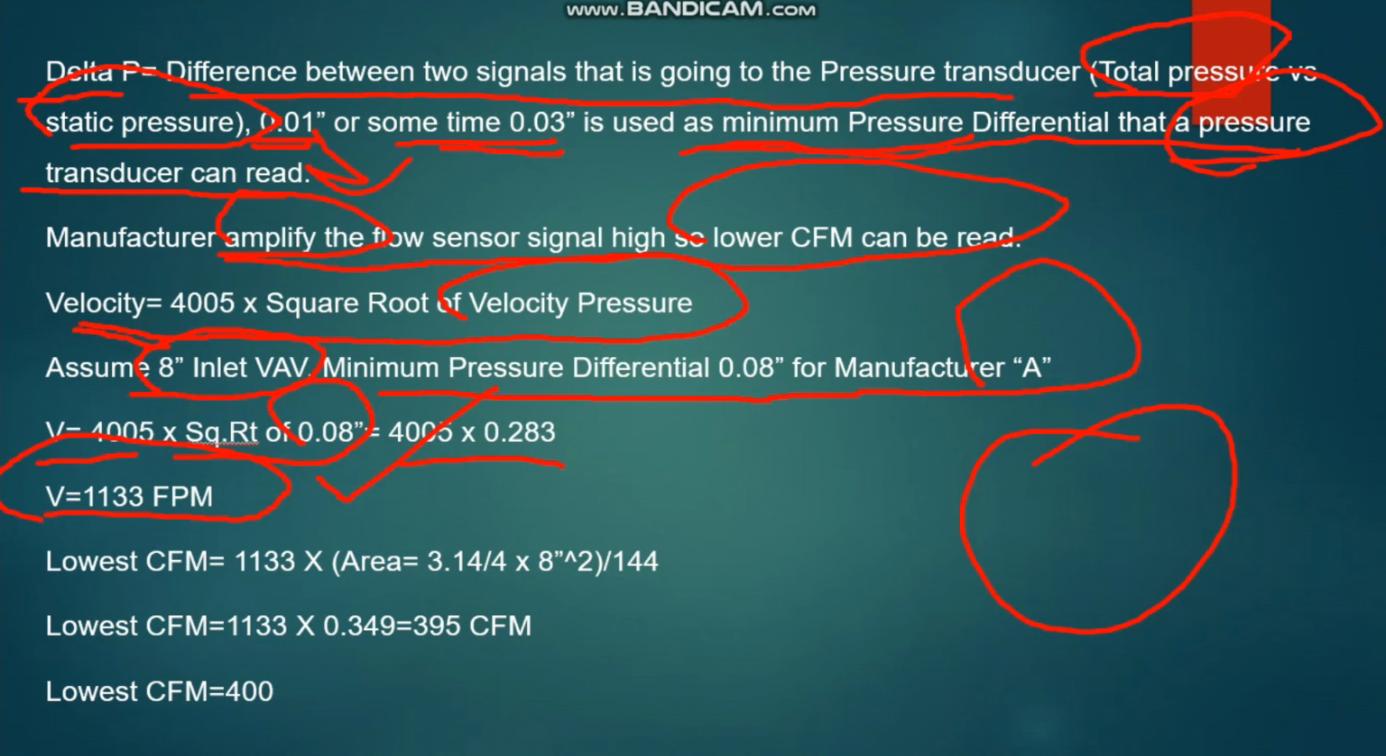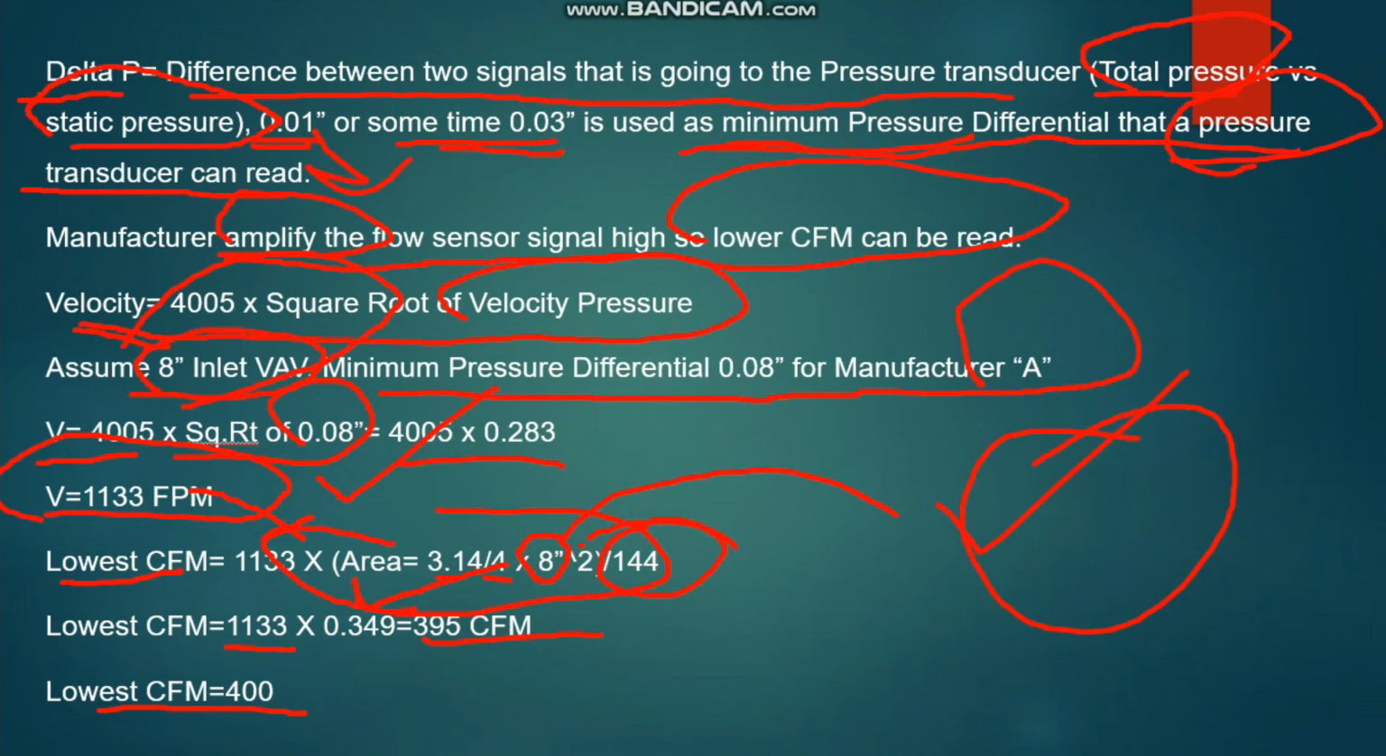Now we need to know, for that 8-inch VAV box, the lowest level of CFM it can measure. So lowest CFM is equal to 1133, that is the velocity, times area, because this is a circle. So area is equal to pi by 4 times diameter squared. Pi is 3.14, divided by 4, times the circle diameter 8 squared, divided by 144, because I want to convert the unit. So 1133 times this answer, 0.349, gives 395 CFM. Round up to 400 CFM.